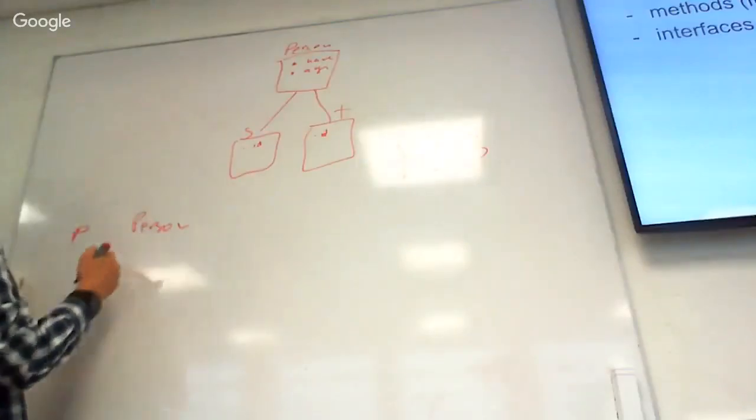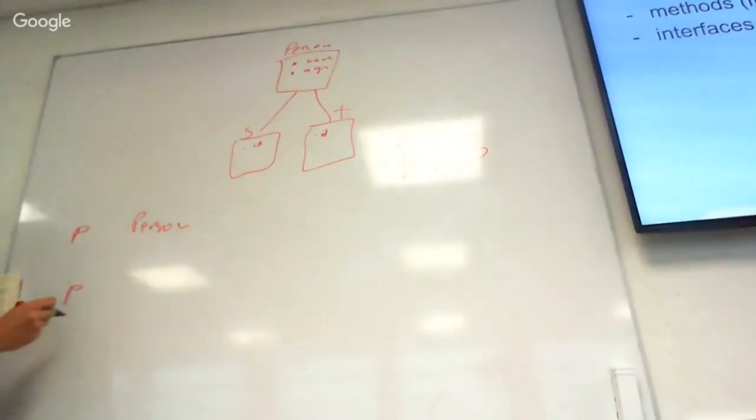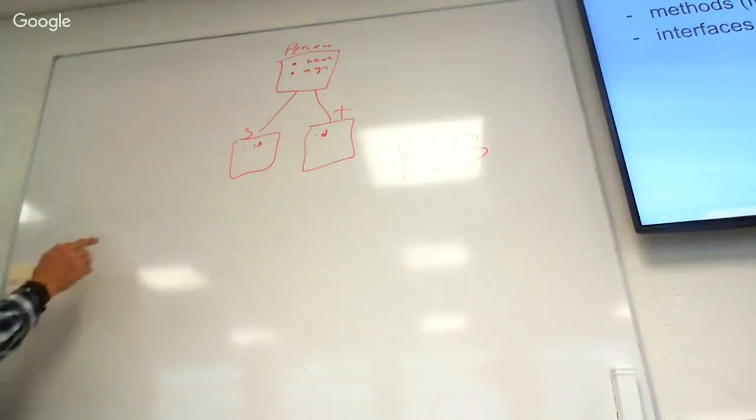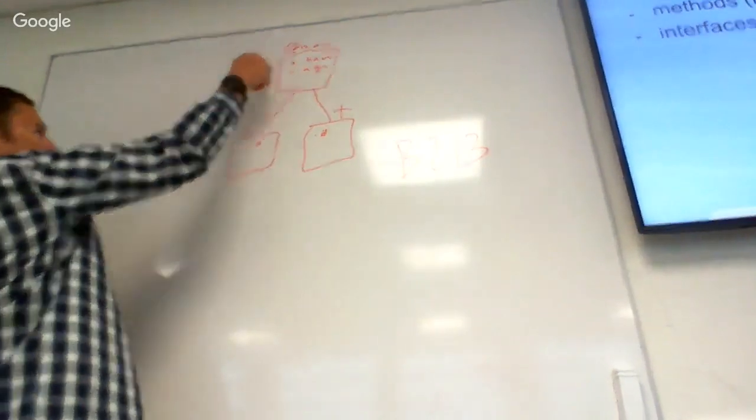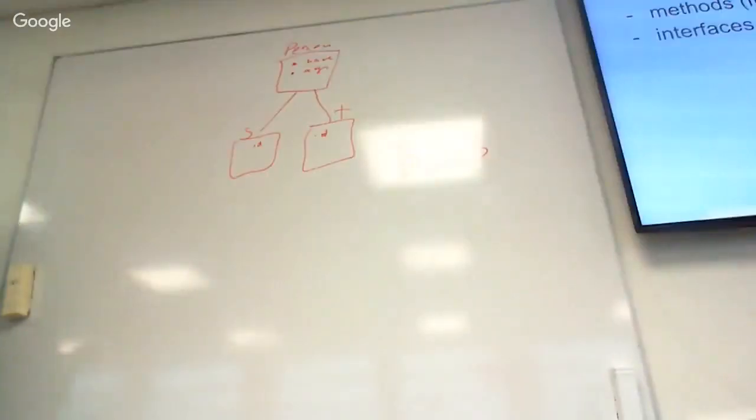Okay. Can I have a person who is a student? Yes, I can, because every student is a person. Can I have a student who is also a teacher? I don't know if he's a teacher, but no, I can't, right? So I cannot have a teacher who is also a student. Okay. And we don't duplicate the fields because we have the inheritance, so that's nice.